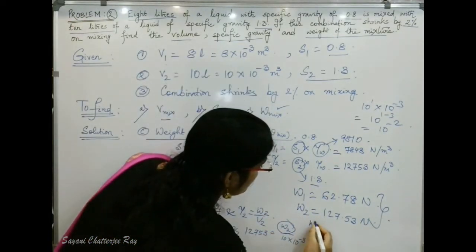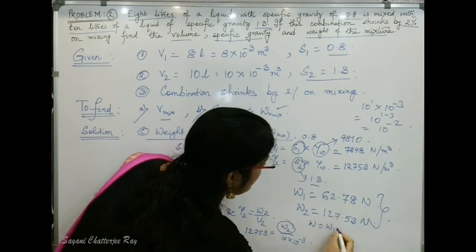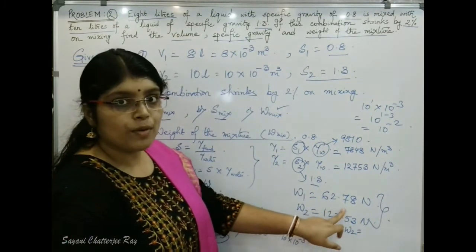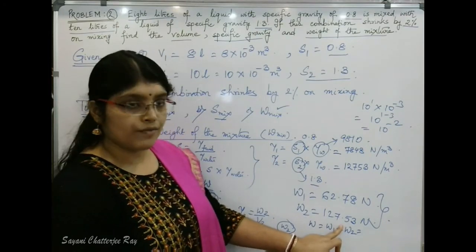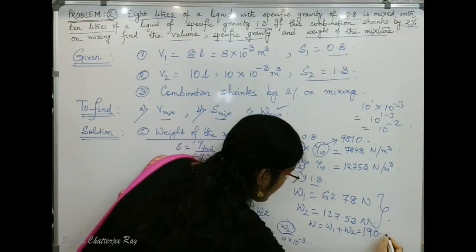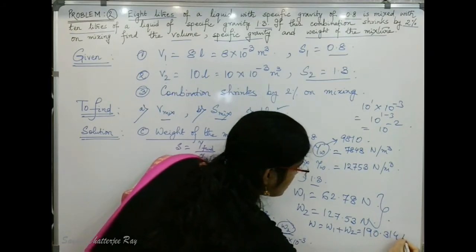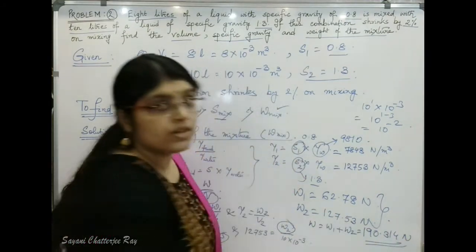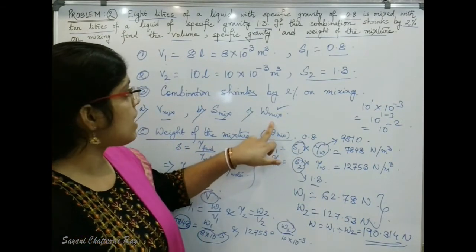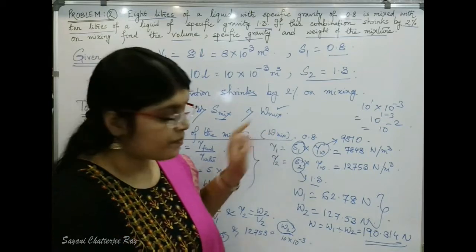So W equals W1 plus W2 equals 62.78 plus 127.53. So it comes out to be 190.314 Newton. So we have found out our answer for the weight of the mix. I hope this is clear to all of you.